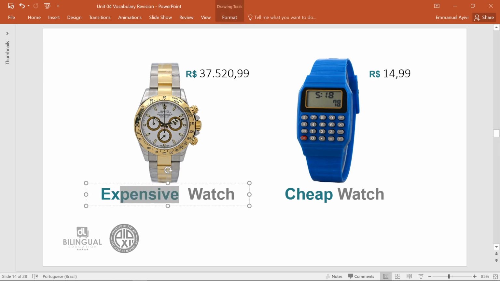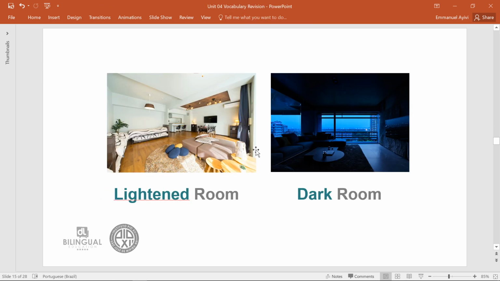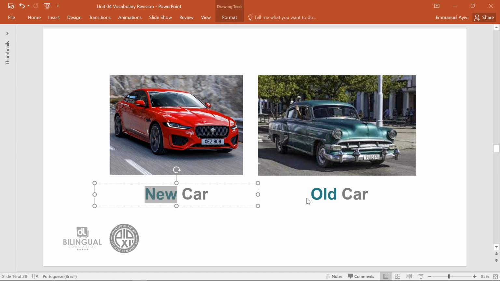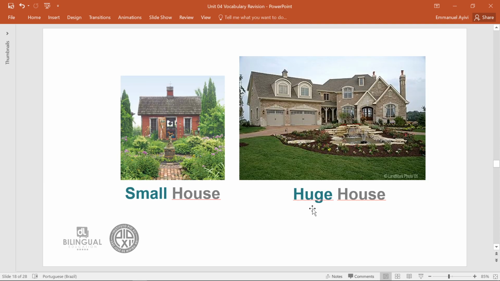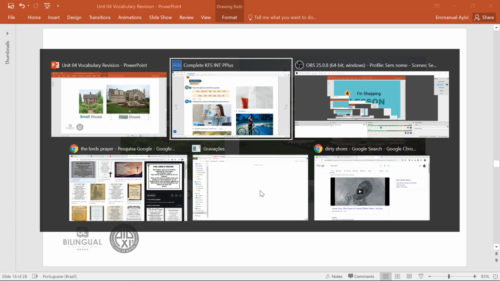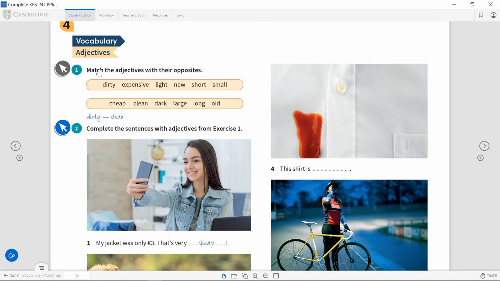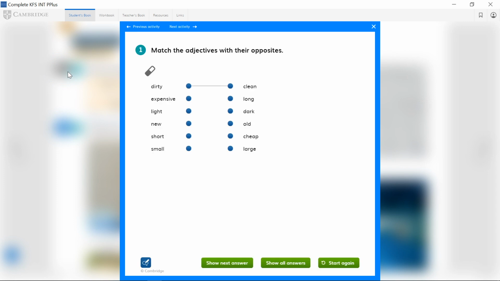Okay. The opposite of expensive is cheap. The opposite of light is dark. The opposite of new is old. The opposite of short is long. And the opposite of small is huge or big. Okay? So guys, that is what we're going to do today. We have to identify the adjectives and correlate or match them with their corresponding opposites. Alright? Perfect. So for the first example, which is dirty, it has been linked to clean.